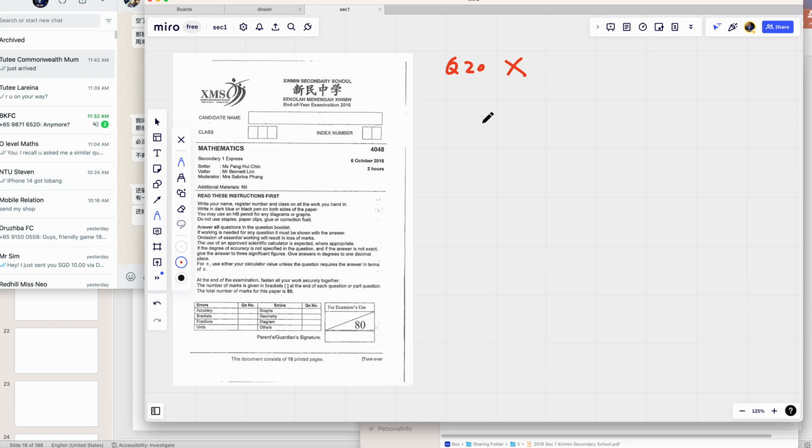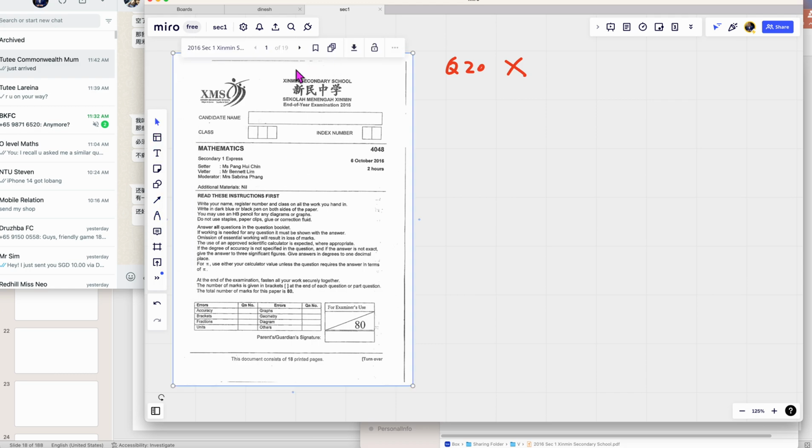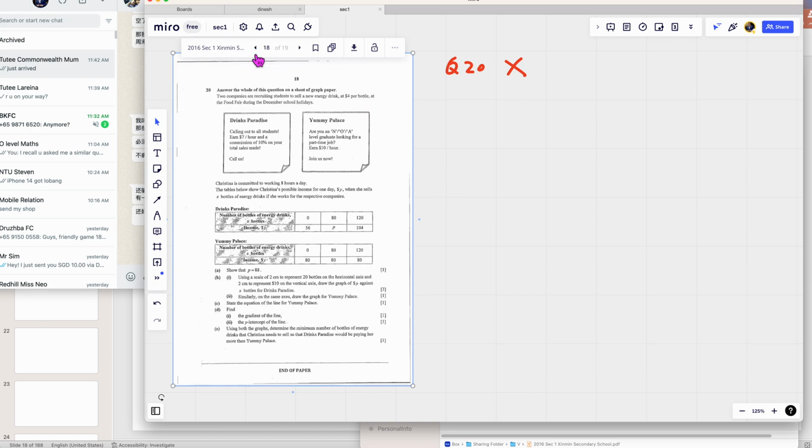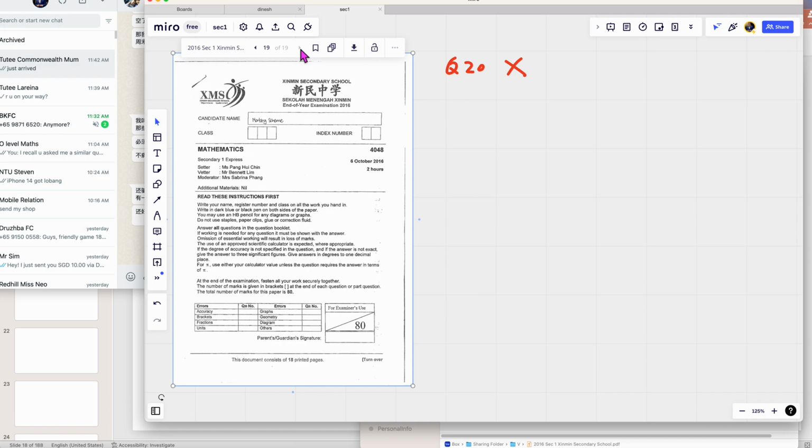Okay, Q19 is, I will say, a very, very common question, and you expect this question to come up in your final exam. You understand? So make sure you know how to do this Q19. If you don't know how to do Q19, that means basically you are telling me you can't score already. As simple as that.